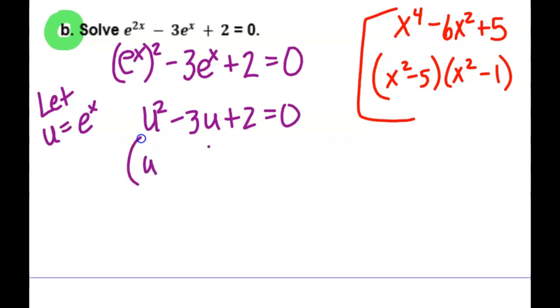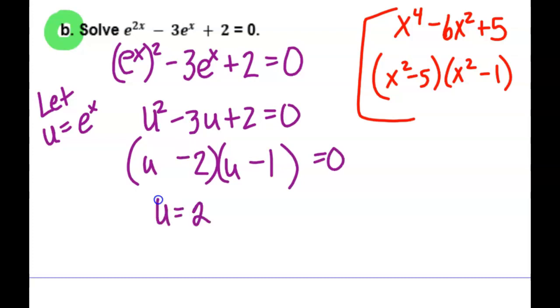which would factor u and u. Factors of 2 are 2 and 1. To get a negative 3, I need a negative and a negative. So then this would solve u equals 2 and u equals 1. That part seem okay? Okay. The issue is that u was really e to the x. So unfortunately, we have a whole other step when we get here to the end.